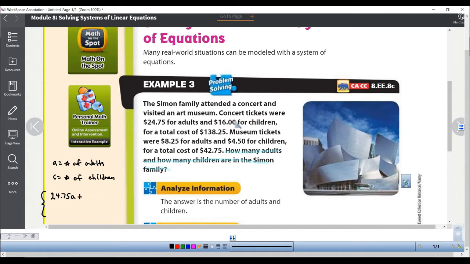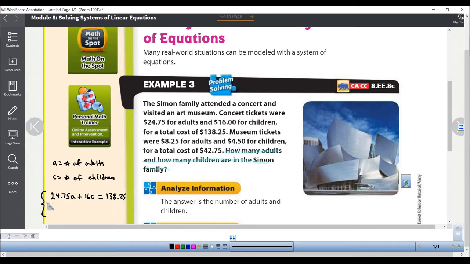All right. At that same concert, it was $16 for children. So I'm going to put 16. The same idea. If there was one child, it would be $16. Two children would be 16 times 2. Three children, 16 times 3, but we don't know how many children. So we put 16C. And we know that this is a total of $138.25. All right, that is for the concert.